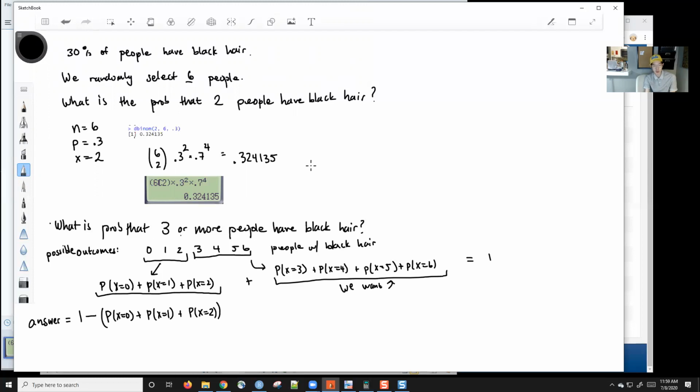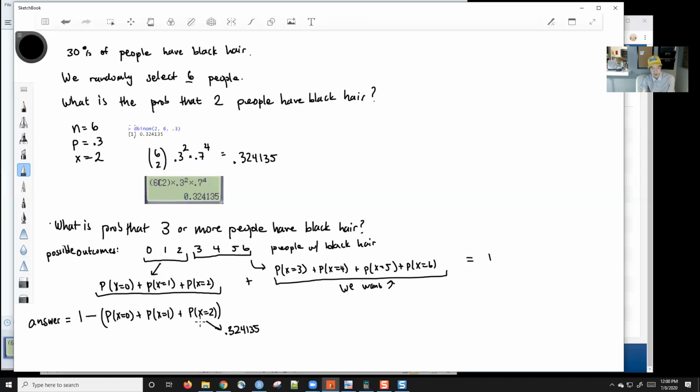So when we say what's the probability that 3 or more people have black hair, we could do 3 plus 4 plus 5 plus 6. We could find the probability that x is 3 plus the probability that x is 4, or we could subtract the complement, okay? Because the complement of 3 or more people having black hair is the complement of 2 or fewer. So I could do whatever the answer is, 1 minus the probability that x is 0 plus the probability that x is 1 and the probability that x is 2.